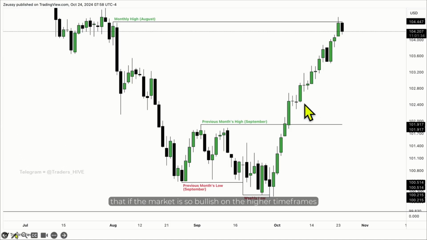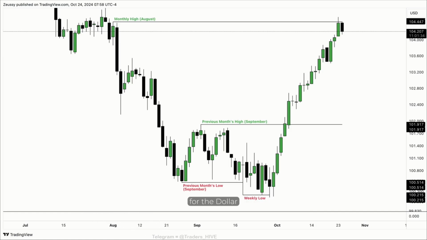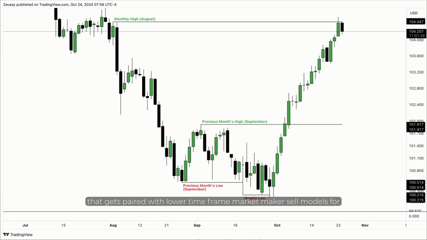But before we look at those signatures, I must first share with you that if the market is so bullish on the higher time frames, what do you think presents itself every single week? Lower time frame market maker buy model opportunities for the dollar, which get paired with lower time frame market maker sell models, for example, the euro.